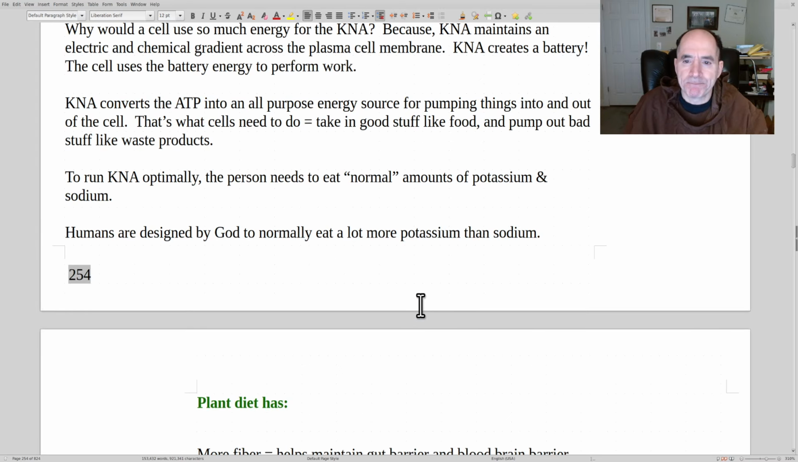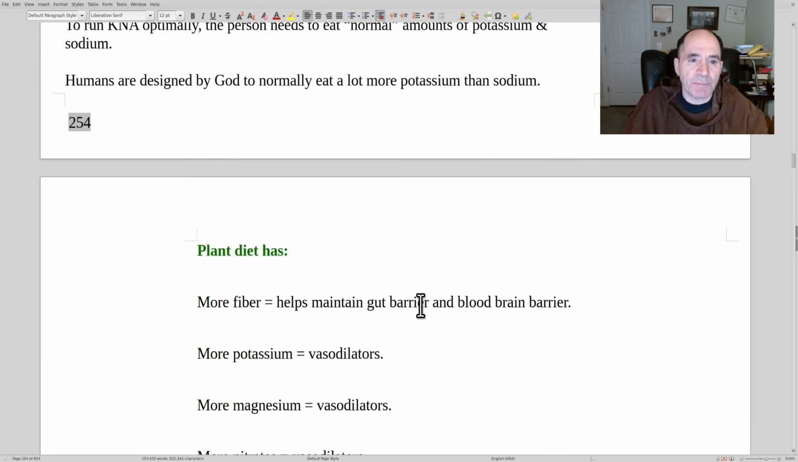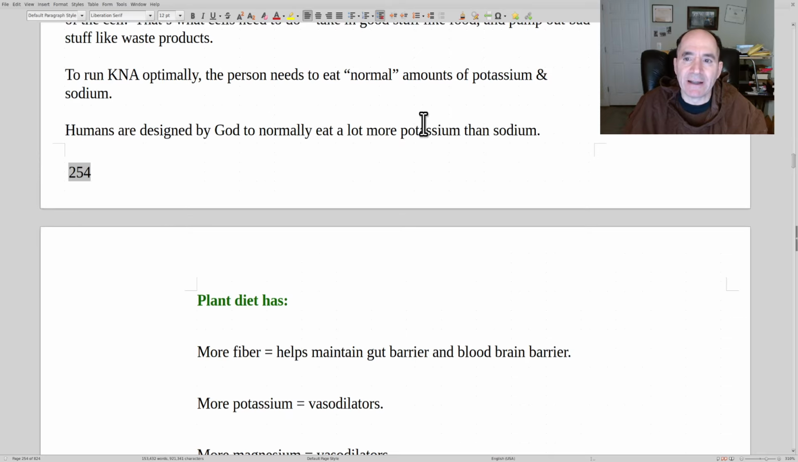Okay, by the way, in order to get these pumps to run normally, a person needs to eat a lot more potassium than sodium. That's what we are designed to do. We're designed to eat probably at least about, some people say you can get by with as low as 5 to 10 times as much potassium as sodium, but our ancestors probably ate more in the likes of about 20 to 25 times more potassium than sodium.